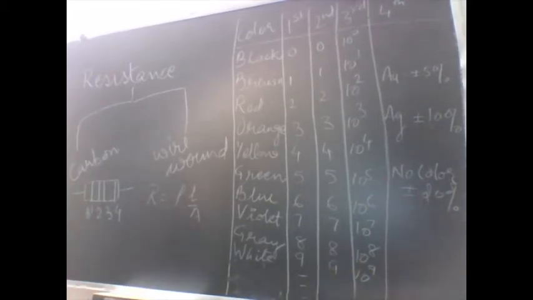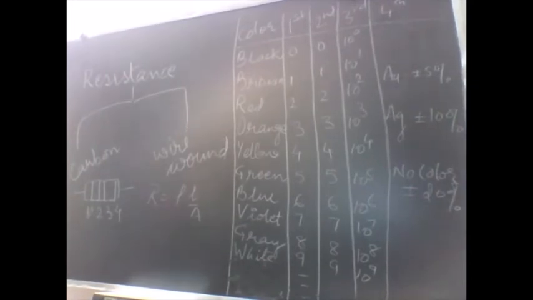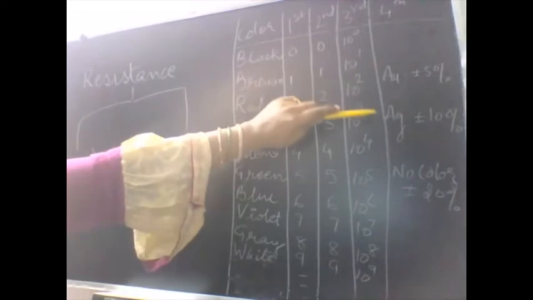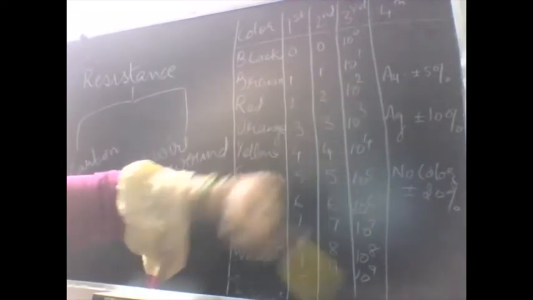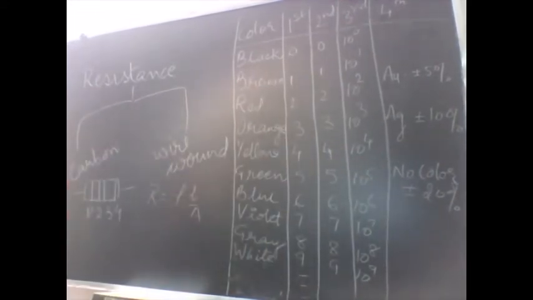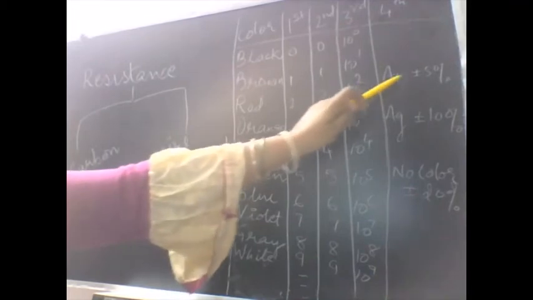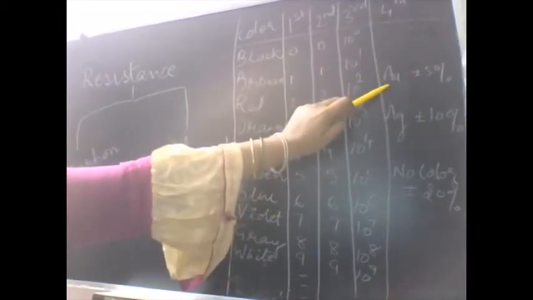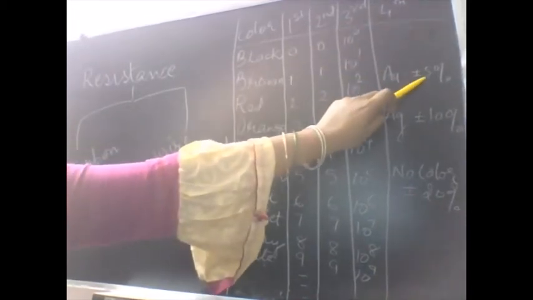And the fourth color options are very limited. We can have only 2 colors over there, either gold or silver, or there is no fourth color at all. What is the meaning of the fourth color? Fourth color means what is the tolerance, how much is the error that can be present in the carbon resistor.